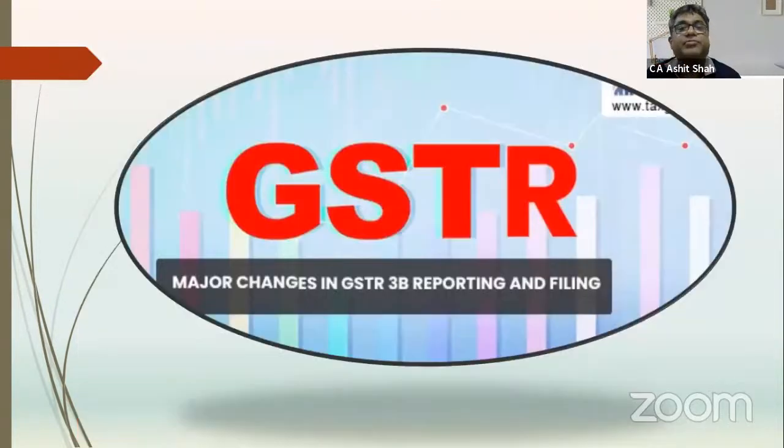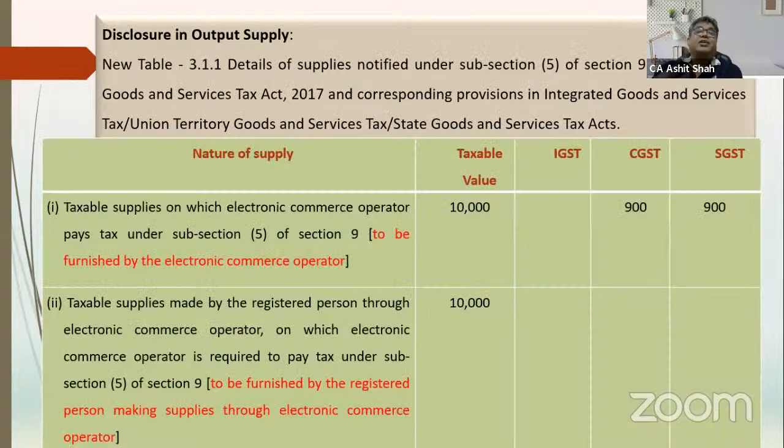Yes, sir. Now, major changes in GST are 3B reporting and filing. Now, every one of us is filing GSTR 3B, right? The 3B, which was introduced temporarily in the year 2017, has now become permanent. Ruparile sir, do you want to say anything? Yeah, the Form 3B return, which was a temporary thing in 2017, has now become permanent.